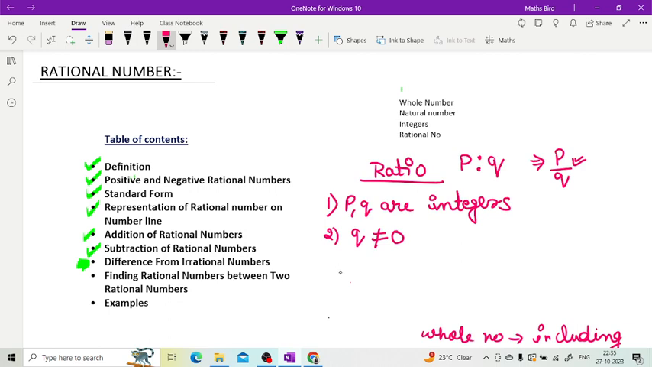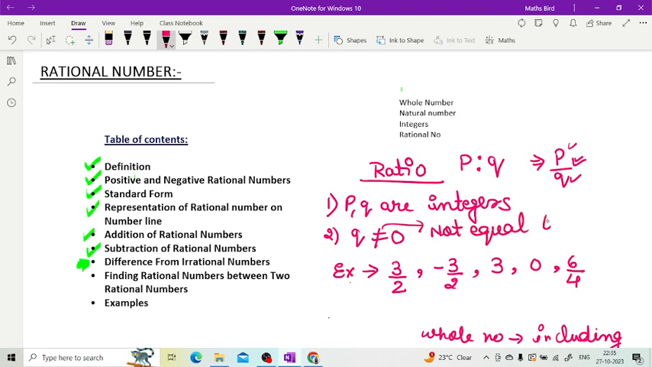For example, 3/2, -3/2, 3, 0, or 6/4. See, I said p and q are integers. The number should be in the form p upon q, where p and q should be integers and q is not equal to 0. This is the sign of not equal to, right?